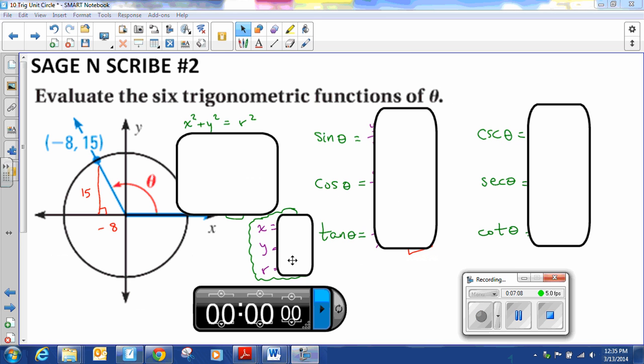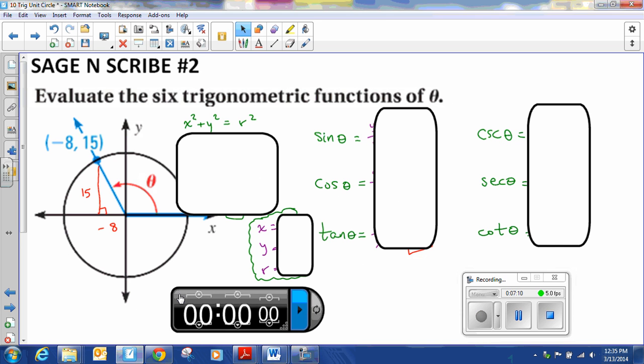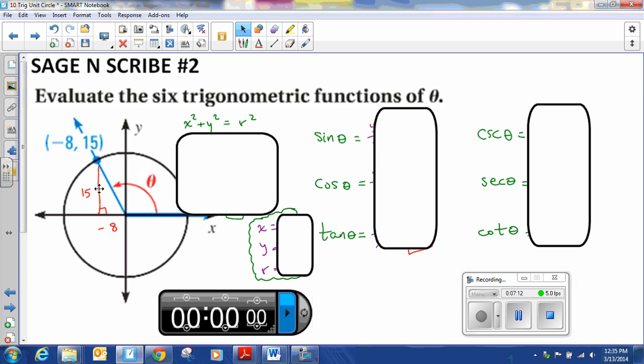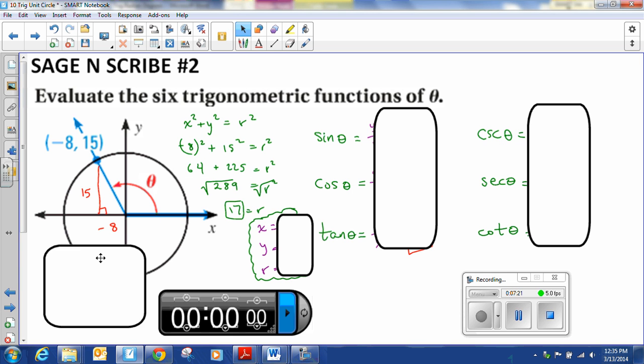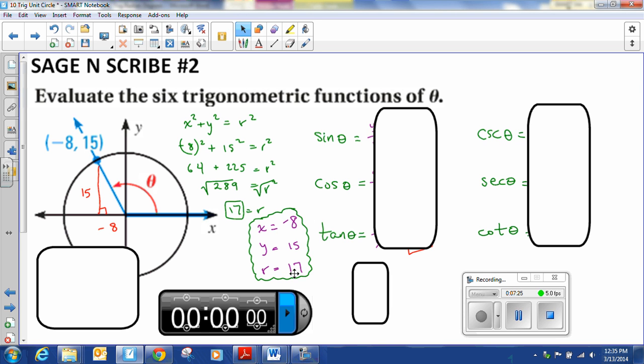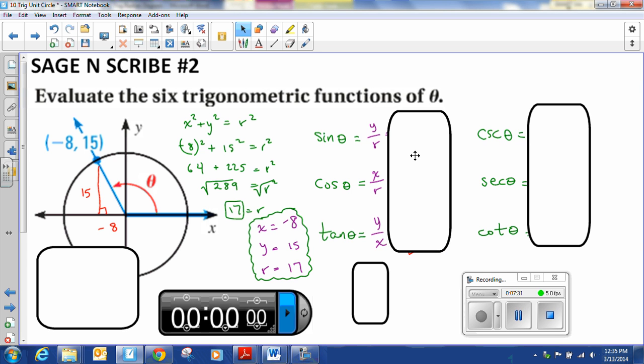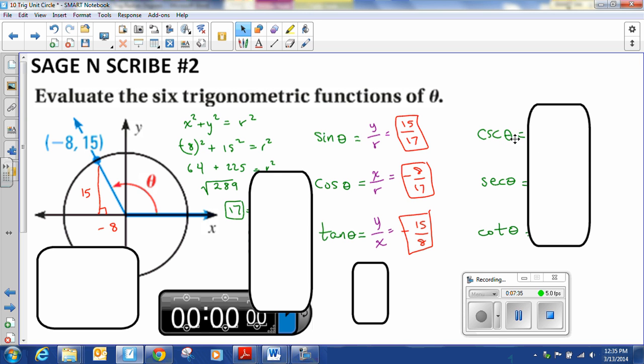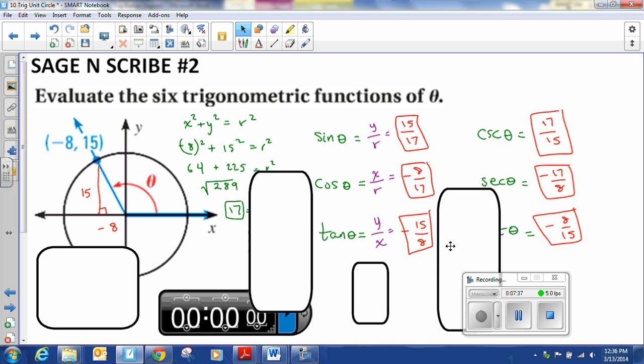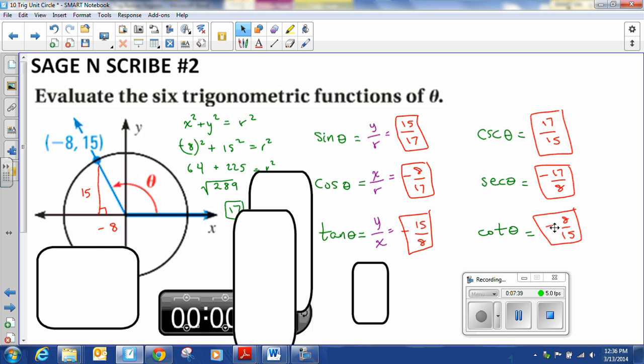All right, let's take a look at stage and scribe number 2. We skipped number 1. Here we have (-8, 15). We draw our right triangle, so here are the legs. And here's the Pythagorean theorem. We calculate, we end up with 17 as our r. So x is -8, y is 15, r is 17. We plug these into the definitions of sine, cosine, tangent, and we end up with these ratios. The inverse functions are just the reciprocal of this.